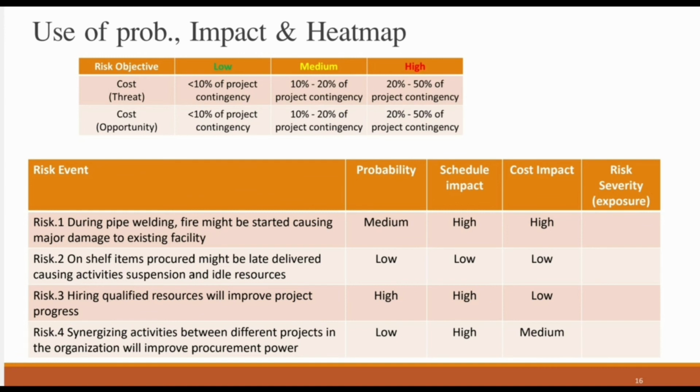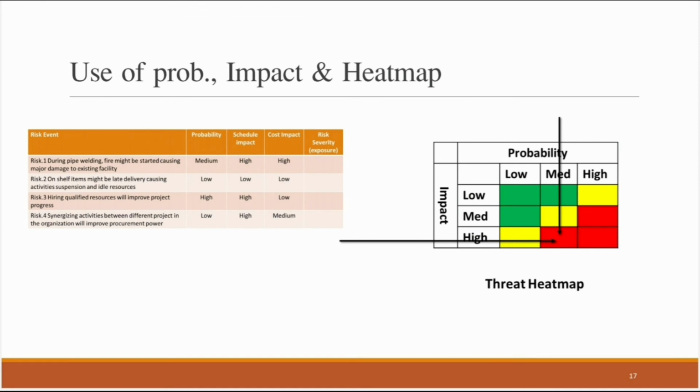So again, we have discussed our way through reviewing the risk and comparing it to the impact matrix of the cost in order to determine what's going to be the impact severity on my project. The last thing to do right now is to use the heat map.